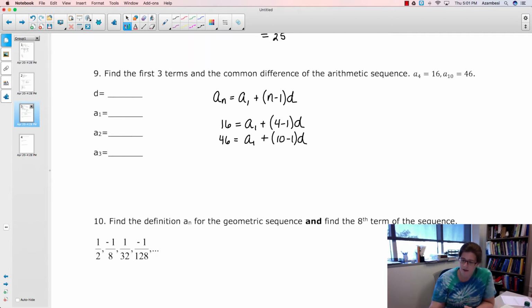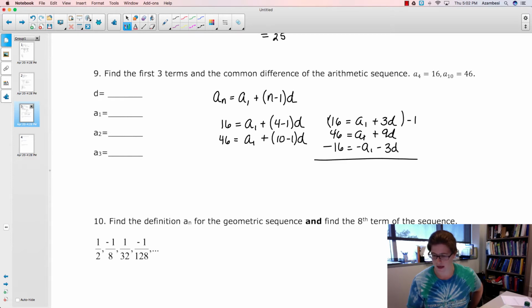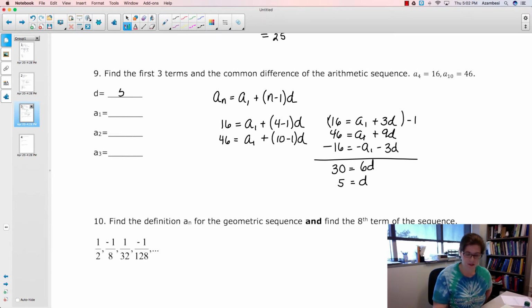If I want to simplify these, that means that I have 16 equal to a1 plus 3d and 46 equal to a1 plus 9d. Now I'm going to solve this like a system of equations, so multiplying this one by negative 1 gives me negative 16 equal to negative a1 minus 3d, and I can add those together. So 30 is equal to 6d gives me 5 equal to d. So d is equal to 5.